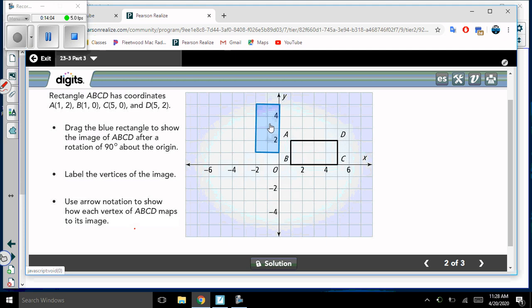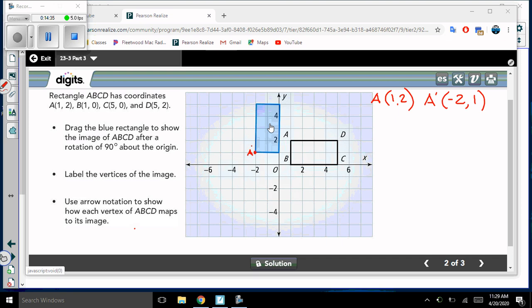Now, one of the things I want you to pay attention to, and this is where we're going to take some time, so this is going to eat up some time here. If I look at A on a 90 degree rotation, A is (1, 2), my starting point. Look at where I'm at right now. A is going to end up right here. This is A prime. So A prime on a 90 degree rotation ends up at what? (-2, 1).